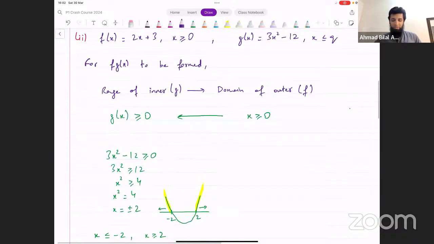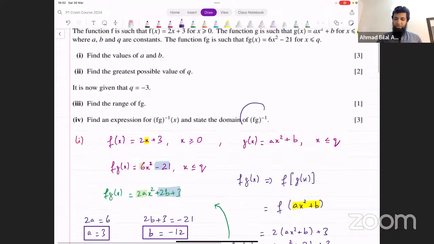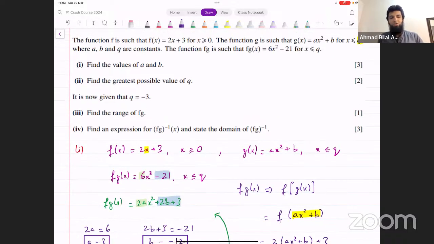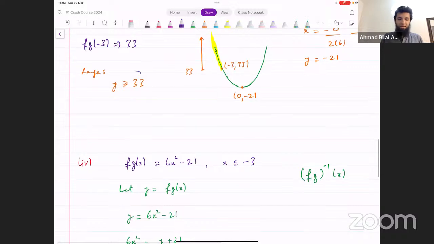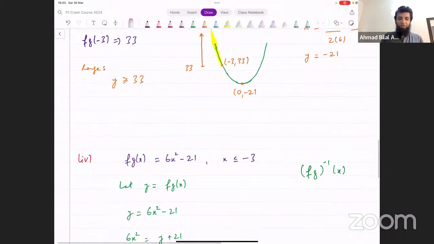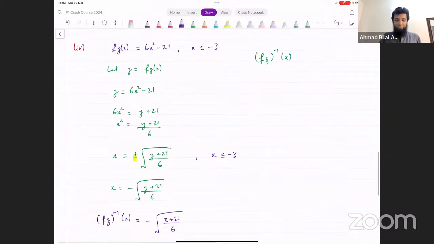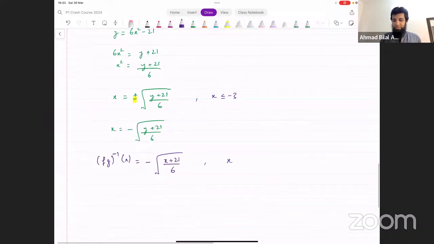Now they also asked us to state the domain of (fg) inverse of x. What's the domain of (fg) inverse? The domain of the inverse function is the range of the original function. What was the range of the original function? We found that in the previous part. The range of the original function was greater than or equal to 33. So what's the domain of this inverse function? We would say x is greater than or equal to 33. This is the domain of this inverse function.